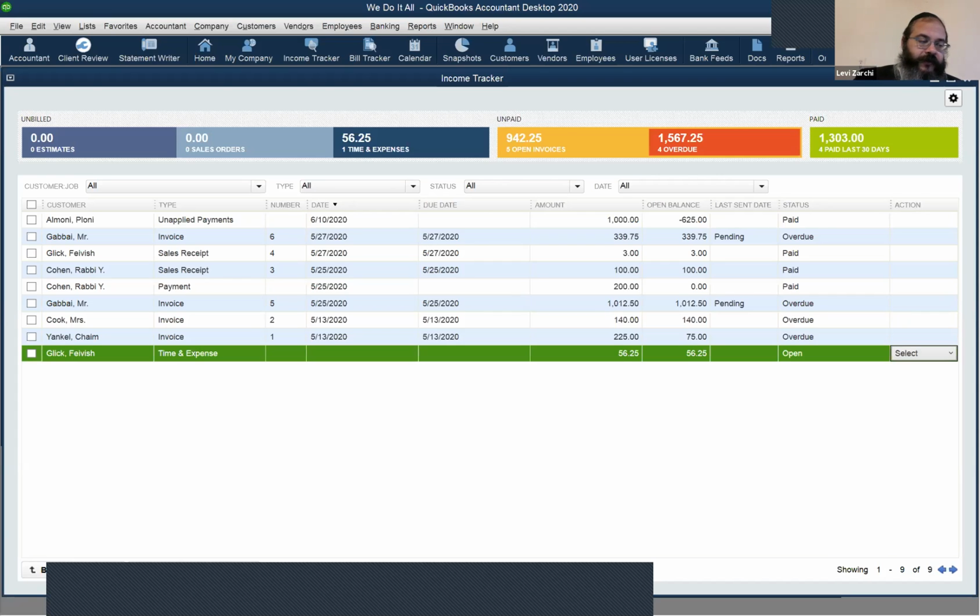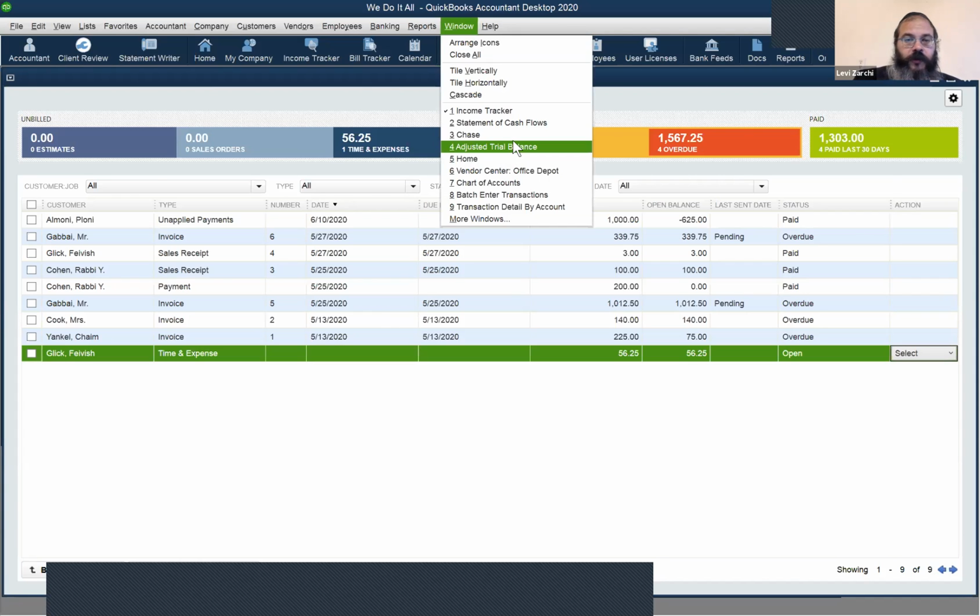You still have cash. It's just a different format. You might have undeposited funds. You might have bought furniture. It's still an asset, but you would still have to have debits matching the credits. So that would be the first trial balance, taking all the debits and credits, making sure they equal the same amount. I'm going to open up that window now, which is the adjusted trial balance.